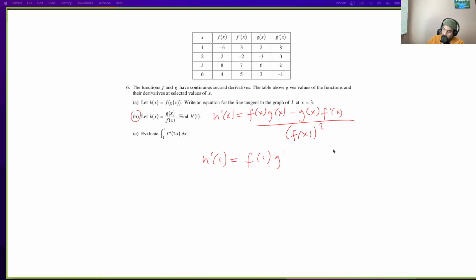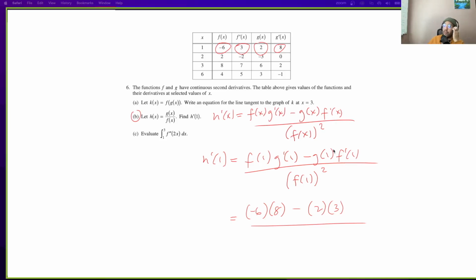So this is f of 1, g prime of 1, minus g of 1, f prime of 1, all over f of 1 squared. So looking at the table, that's what I'm going to do to find f of 1, g prime of 1, and all that stuff. So f of 1 looks like it's going to be -6 times g prime of 1. Looks like that's going to be 8 minus g of 1 on the table. That's 2 times f prime of 1, which is going to be 3. So we're using all the values over f of 1 squared. So that's going to be -6 squared.